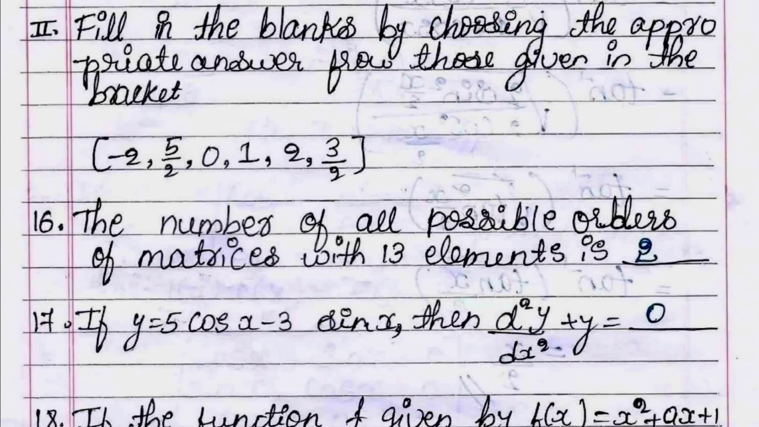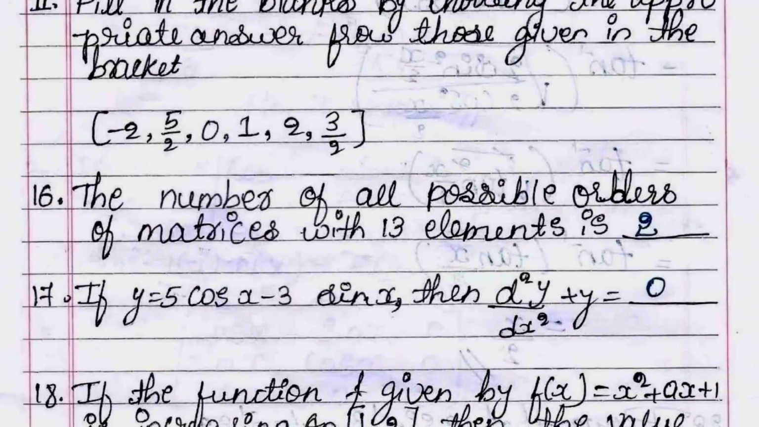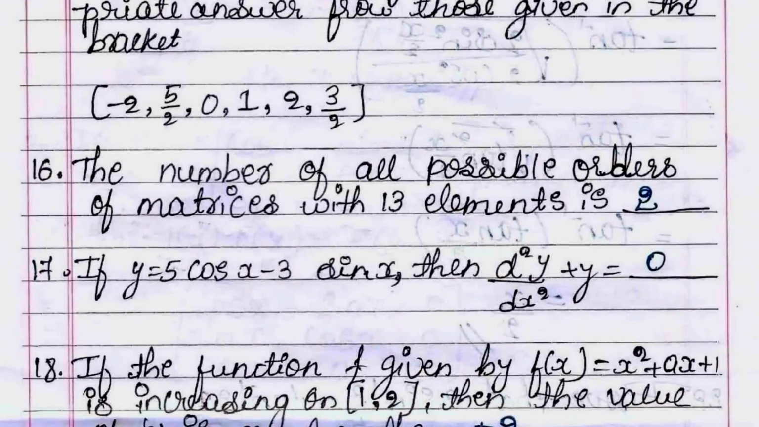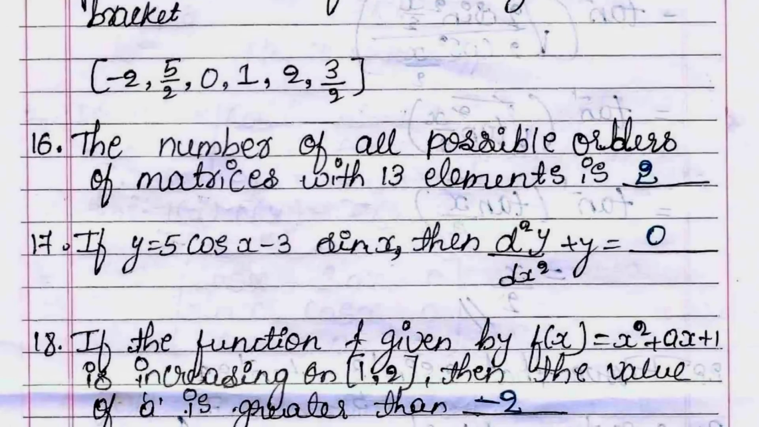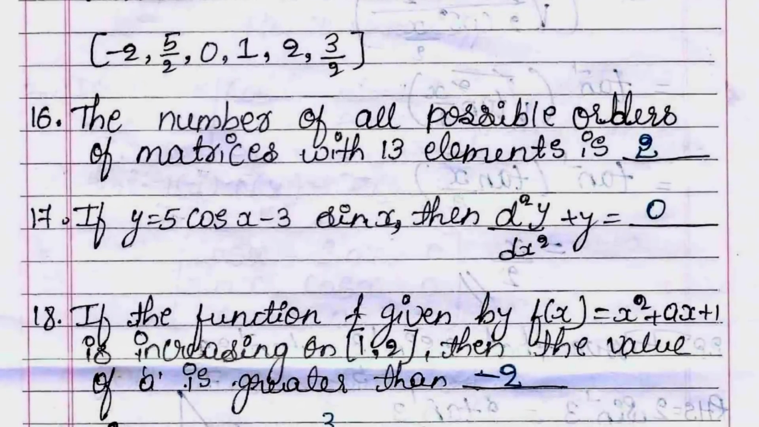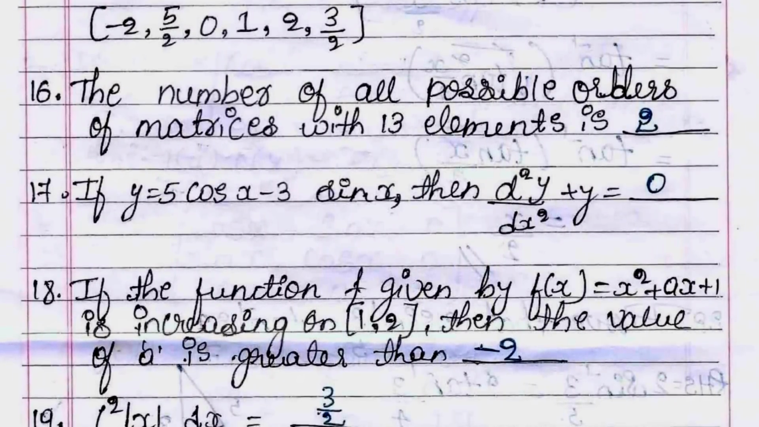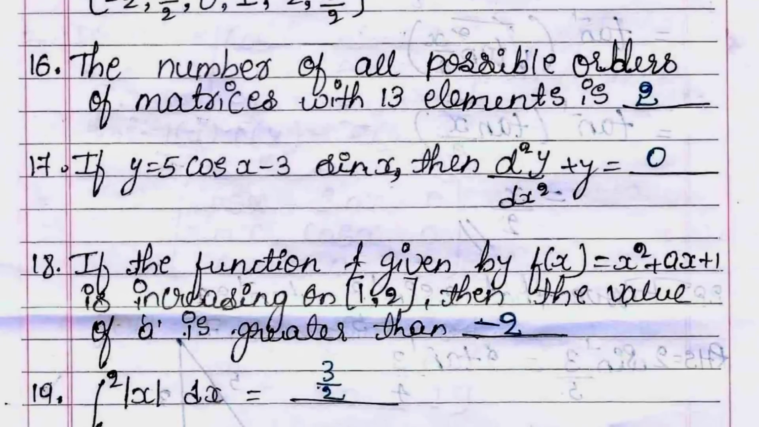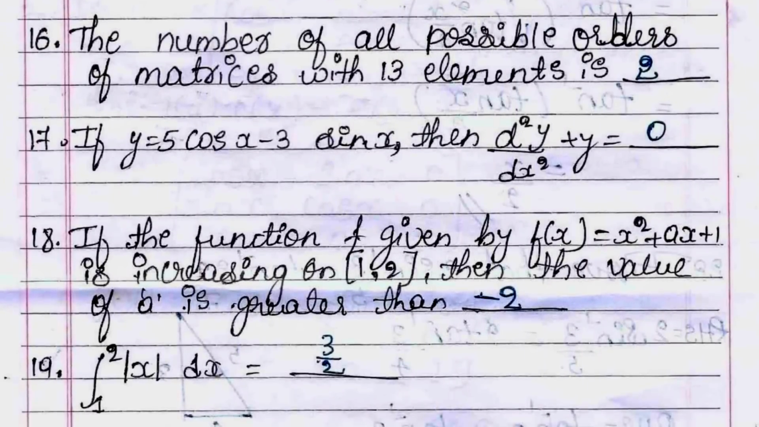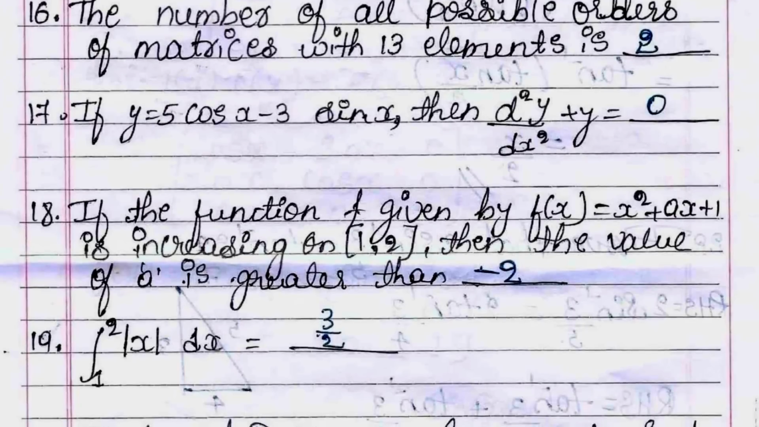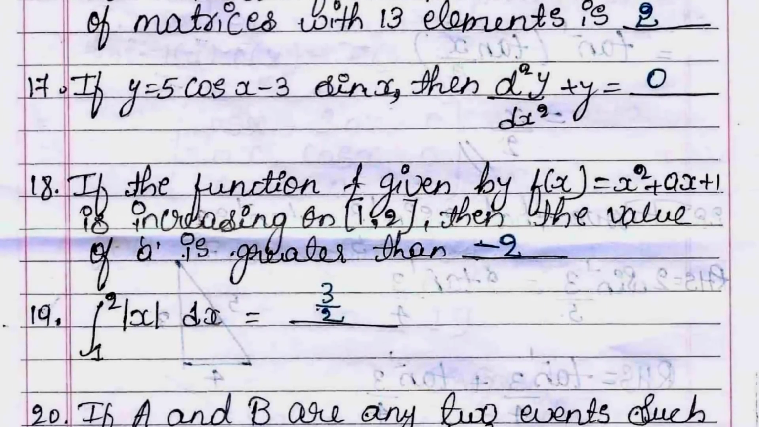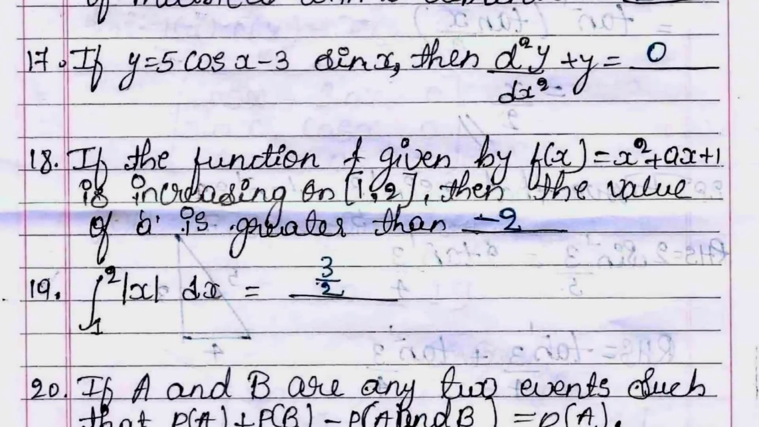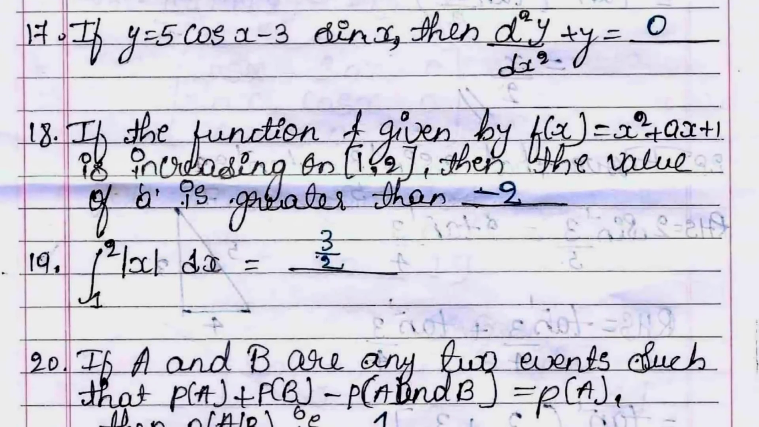17th, if y = 5 cos x minus 3 sin x, then d²y/dx² + y = dash, and the answer is 0. 18th, if the function f(x) = x² + ax + 1 is increasing on [1, 2], then the value of a is greater than dash, and the answer is -2.